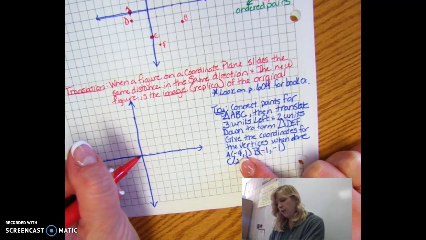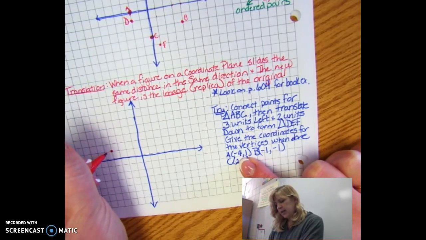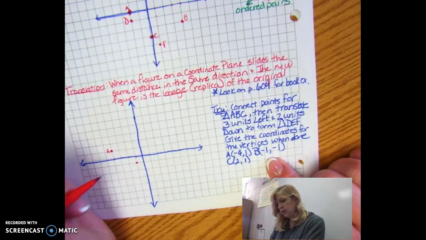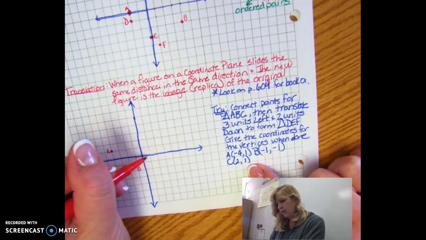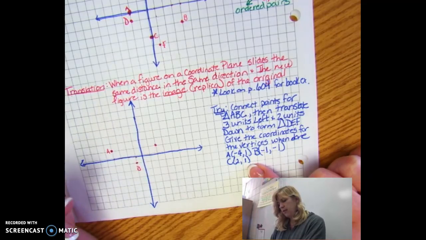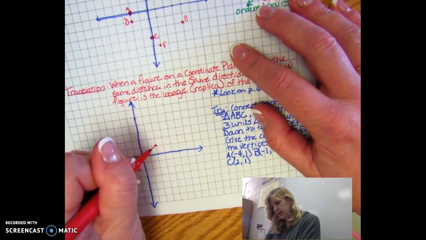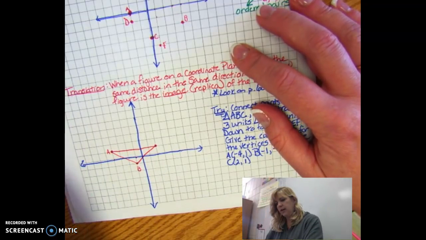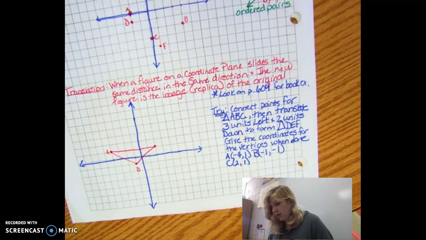So -4 over, 1, 2, 3, 4, and 1 up. That is A. B is -1, comma, -1. That's B. C is 2 over, 1, 2 over, and 1 up. Okay, so then we would connect the dots. And I'm going to use a different color so that you can see where it goes. I'm going to use purple because I just like purple.